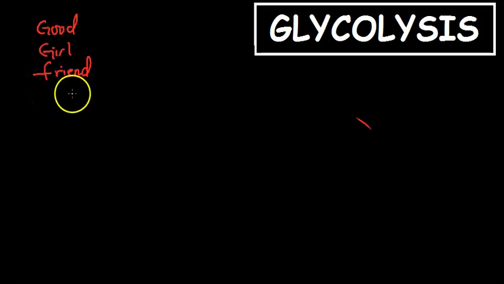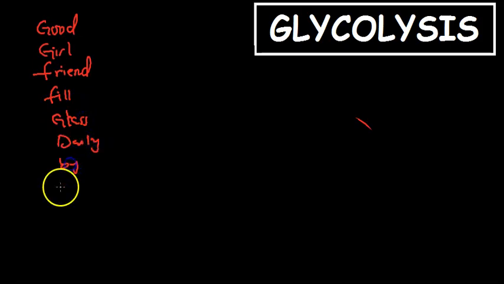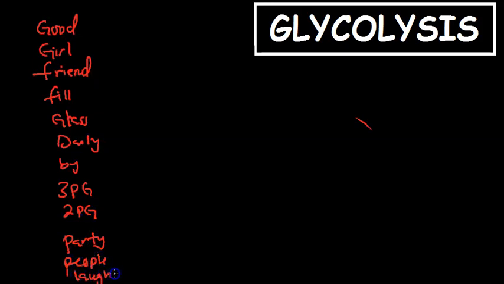We have good girlfriend fill glass daily by 3 PG, 2 PG, party people laugh, and the laugh actually stands for lactate. So, using the mnemonics to recall the steps of glycolysis seems to be easy. I think it's going to be easy this time around.